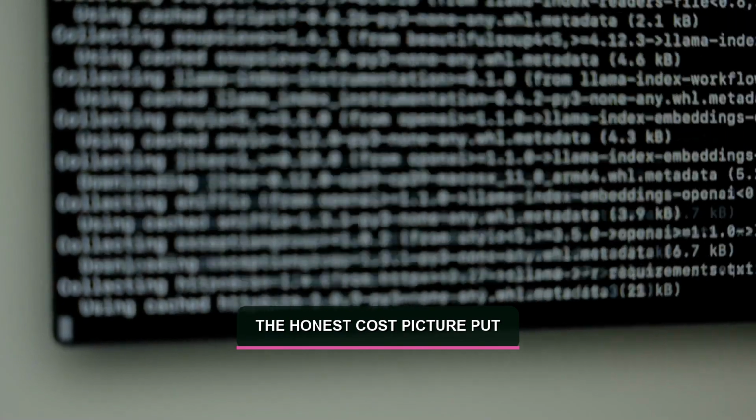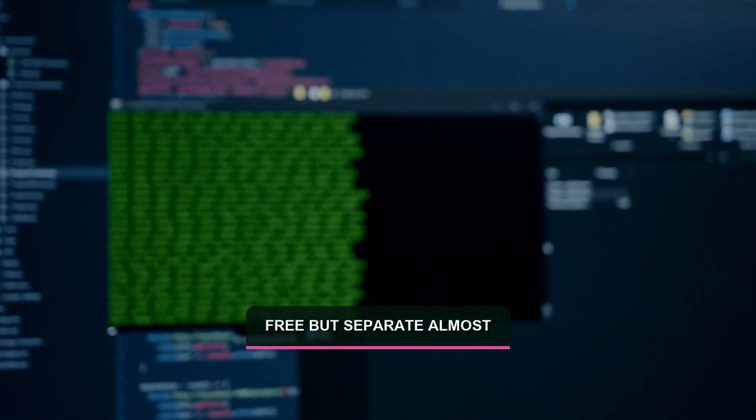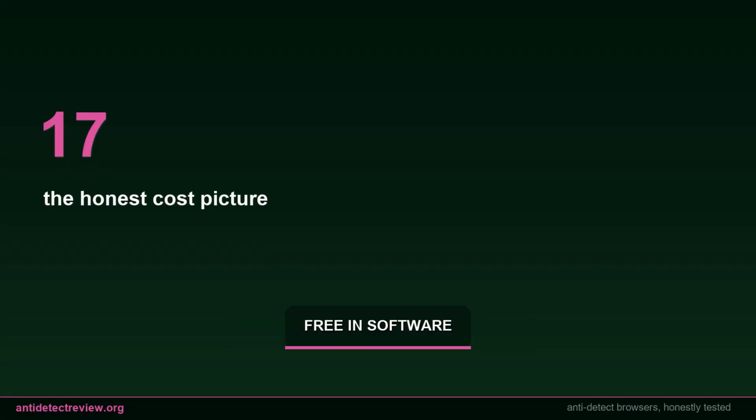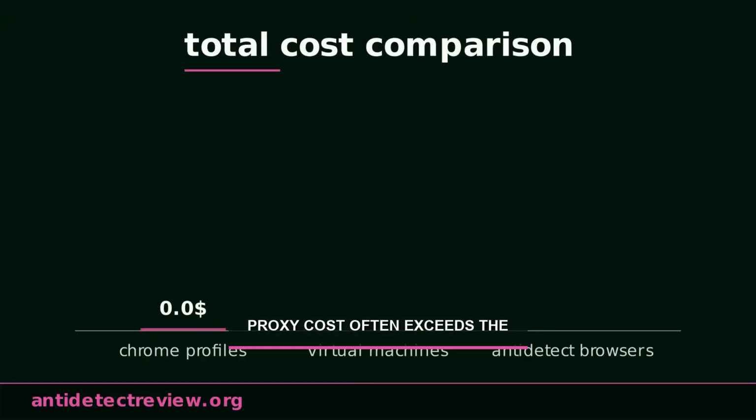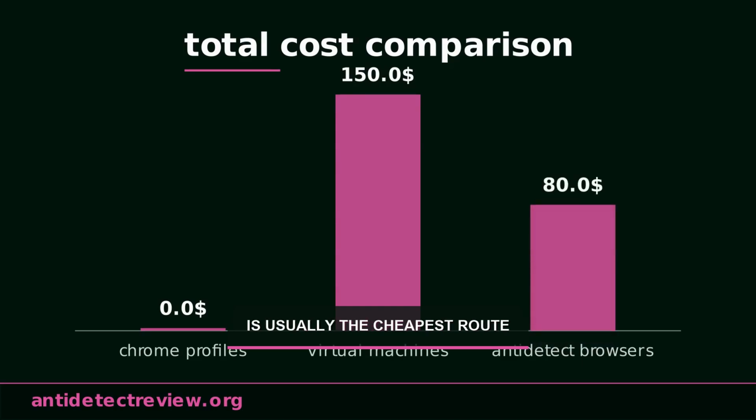The honest cost picture: put the money together across all of it. Chrome profiles are free, but separate almost nothing. Virtual machines are free in software, but expensive in hardware and time, and kept to low numbers. Antidetect browsers cost a subscription plus proxies, and that proxy cost often exceeds the browser cost at scale. So the real comparison is not free versus paid. It is what separation you get for the total cost of each path, including hardware and time. Seen that way, the Antidetect browser is usually the cheapest route to real, scalable separation, even though it has the most obvious price tag attached.